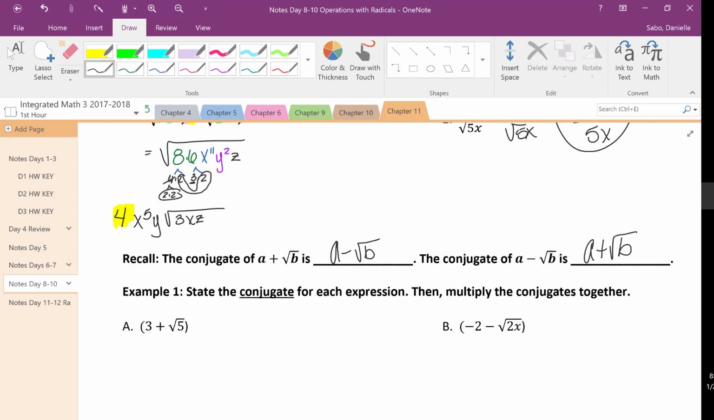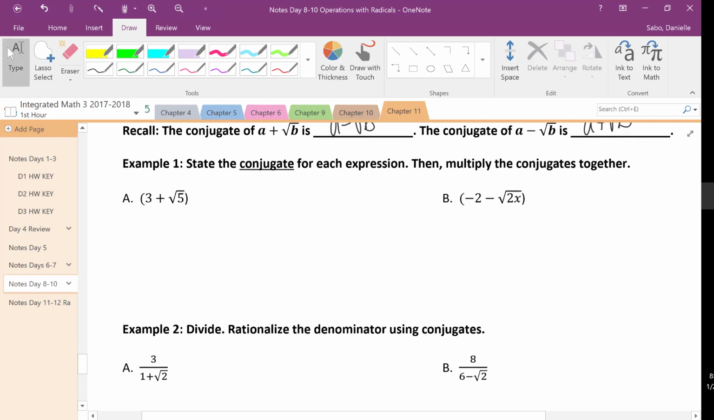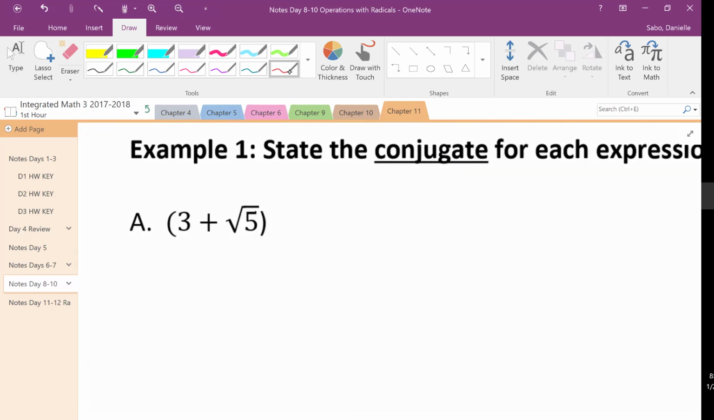So state the conjugate for each expression, then multiply the conjugates together. So we're going to do that to see what happens when we do it. So what is the conjugate for A here? Yeah, 3 minus the square root of 5. Okay, that's the conjugate. So that was step 1. Step 2 is to multiply it out to see what happens. Does anyone know what happens? Just maybe mathematically you just know that from previous classes? When you have the conjugates of each other? Well, let's find out then.